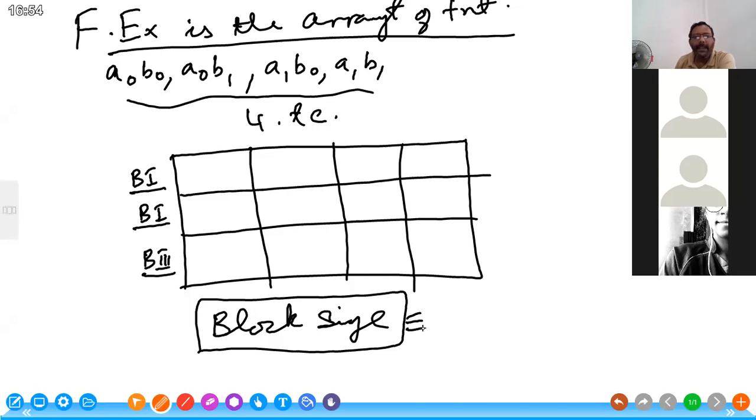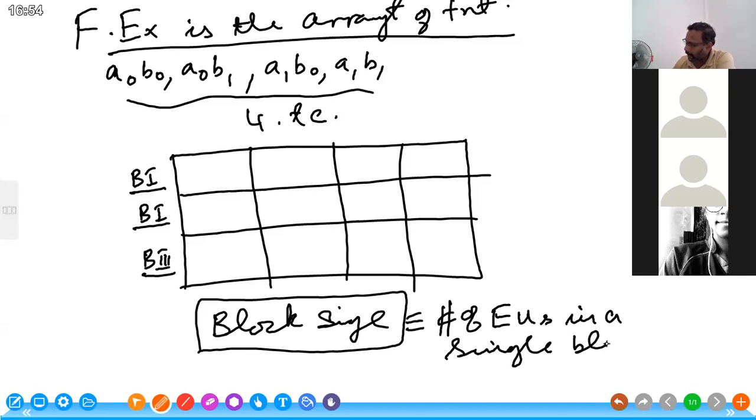Not spacing, but experimental units. Four experimental units. So block size means the number of experimental units in a single block. How many experimental units are there in a single block in this case? Four. This is the block size, and this block size is very important.